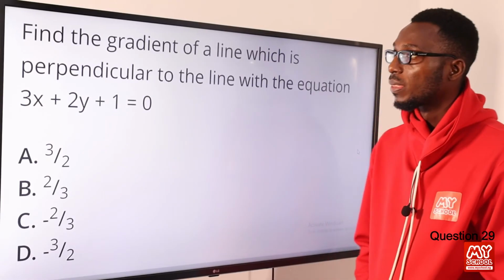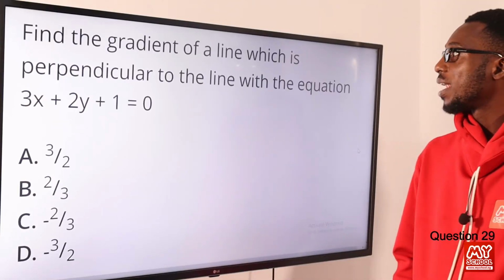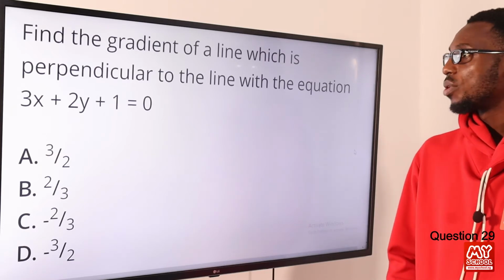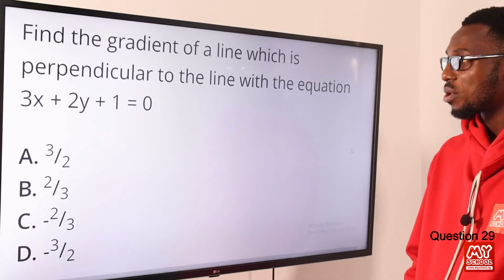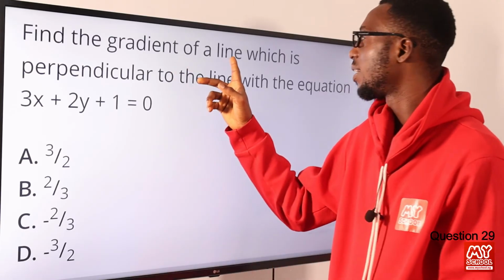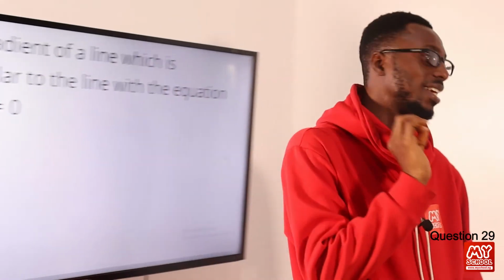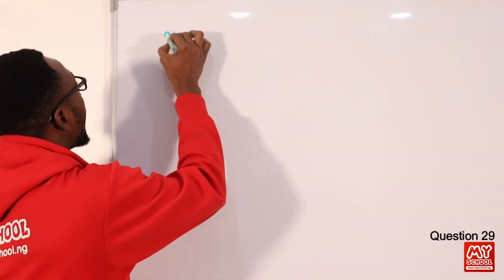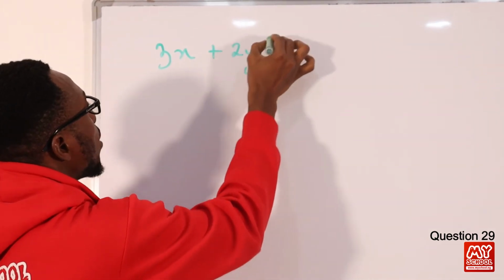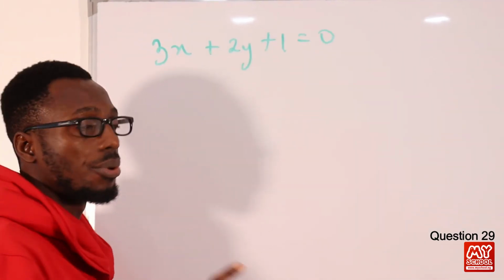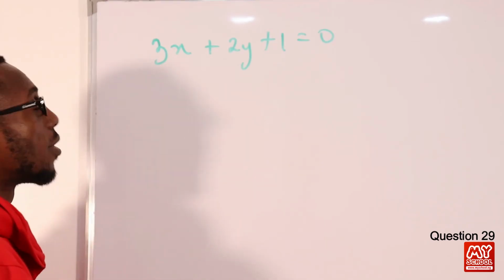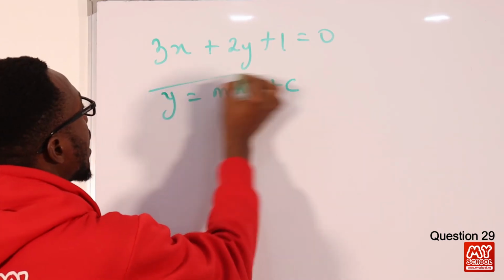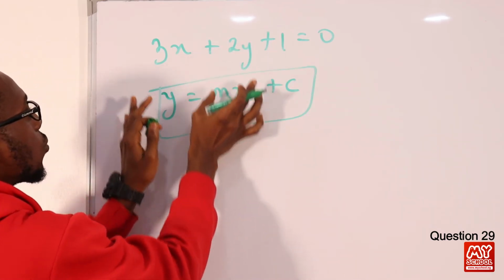Question 29. Find the gradient of a line which is perpendicular to the line with the equation 3x plus 2y plus 1 equals 0. So gradient of a line, then perpendicular. All right, so let's take it step by step. First, we have this equation, 3x plus 2y plus 1 equals 0. Right, okay. So remember this, y equals mx plus c. That means that we have to rearrange this to look like this.